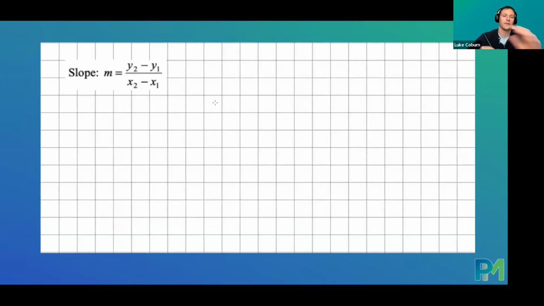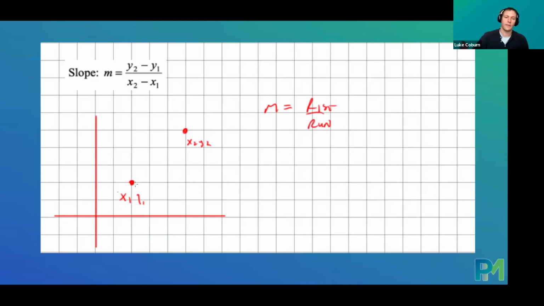Okay, so if we have 2 points like here, and that's my x1, y1, and this is my x2, y2, the slope is the rise over the run, right? So what we're doing is we're going from here and we're going up to here. As we go, we want to know how steep we are, how much we're going up or down, right?